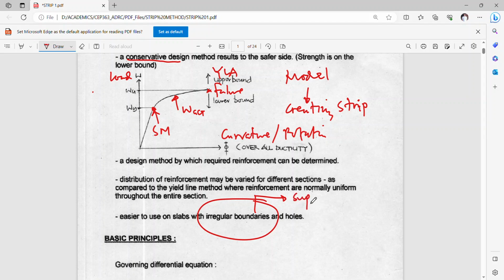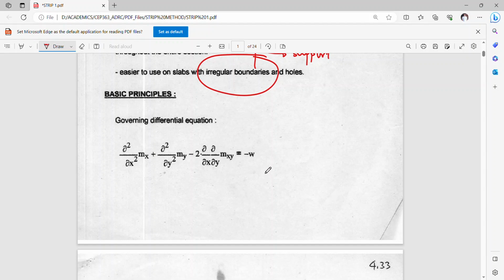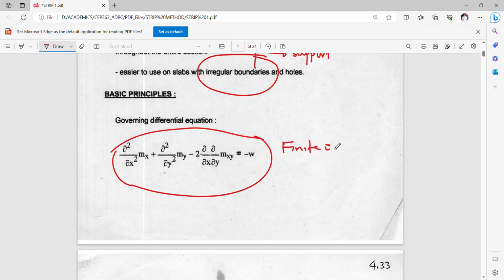Okay? So when we talk of boundaries here, we're talking of not only the shape but also the support or boundary shapes. So the basic principles and the governing equation is given by this differential equation, which serves as our basis for the analytical representation of the physical behavior of slabs used in the finite element procedure.